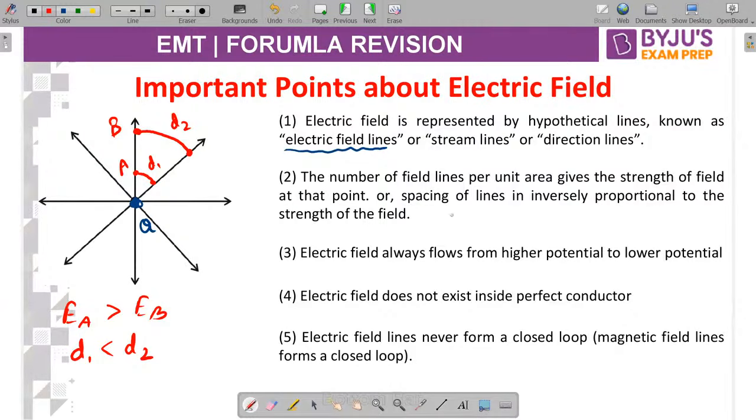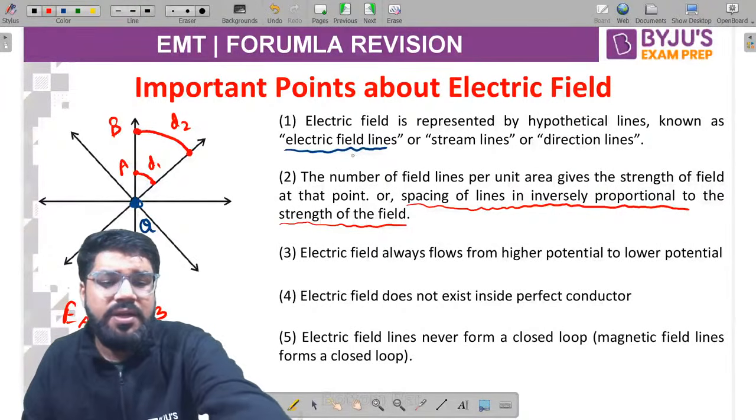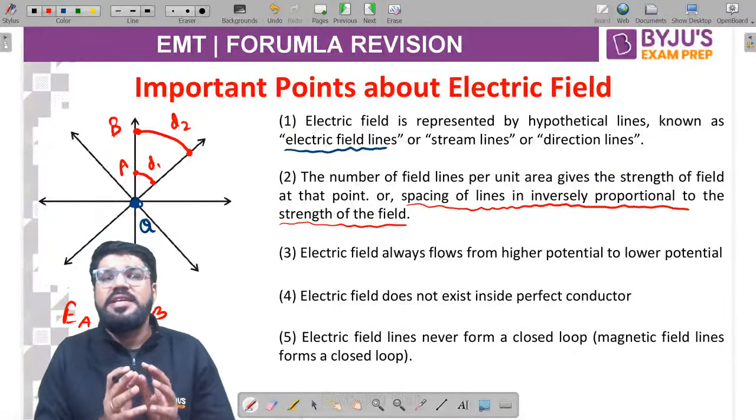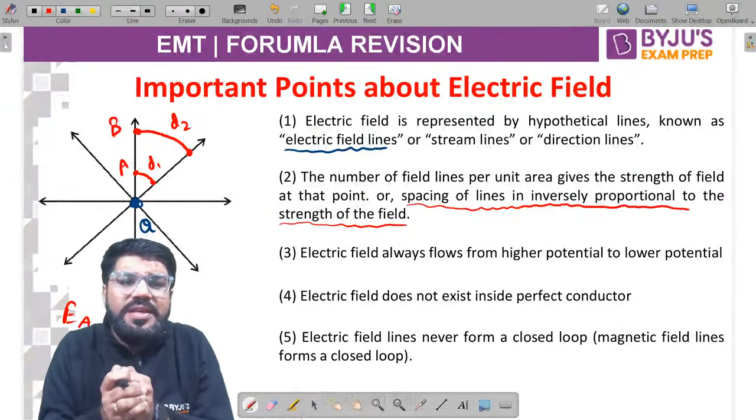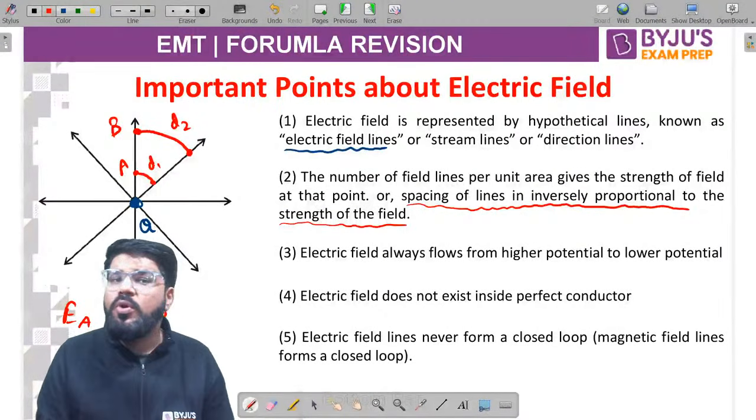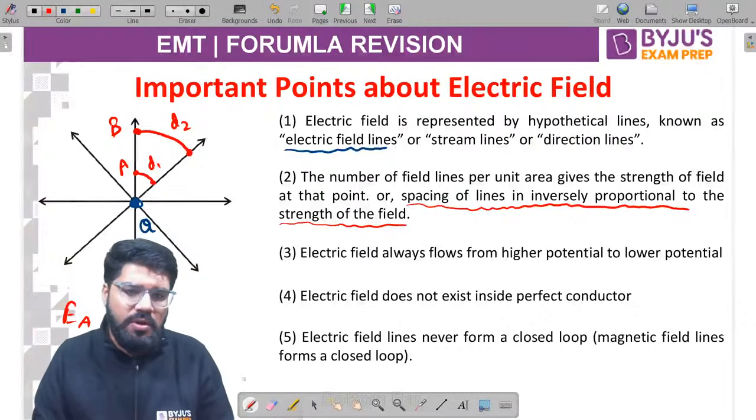I can say that the spacing of the field lines is inversely proportional to the strength of the field. So now what does this show? Very clearly you can understand. It is simply a representation that at a point where electric field lines are more closer to each other, more compact, there the field strength is more.